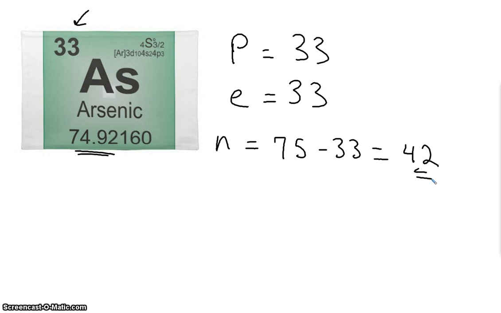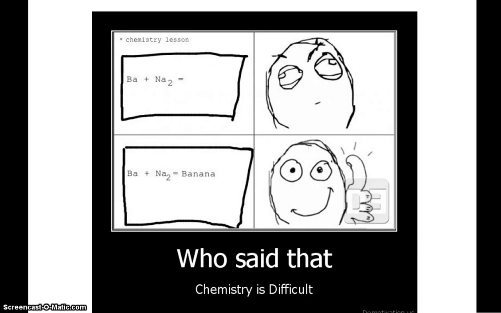So now, with the information that you just learned, you should be able to go through for any element on the periodic table and find the number of protons, electrons, and neutrons in that atom. And just remember, who said that chemistry is difficult?